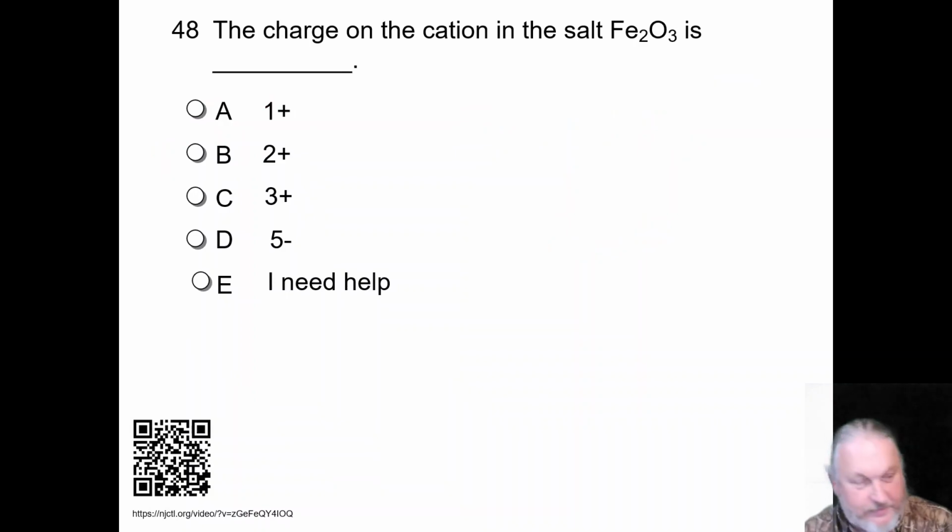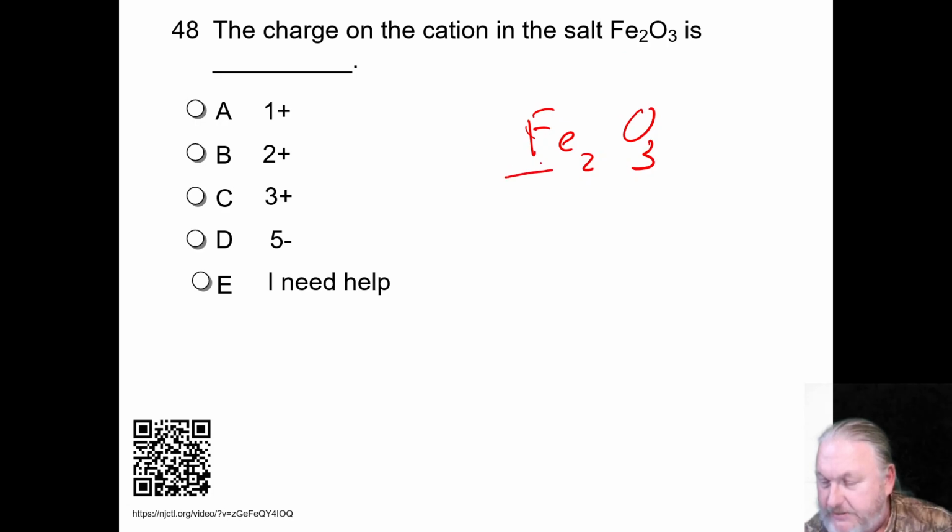Whew, the charge on the cation in the salt, Fe2O3. We're going to change our definition of what a salt is. Let's do it. Fe2, and it's looking for the charge on the cation. All right, so the cation is the iron, so that's what we're worried about. I know oxygen is -2. I could put an X there. I don't need to. Reverse crisscross. That has to be a +3.